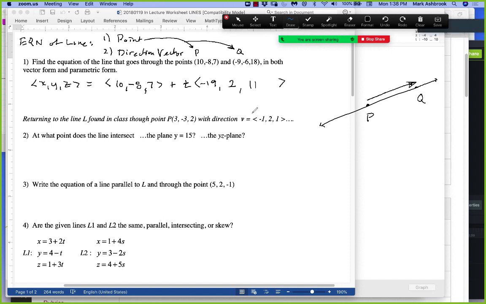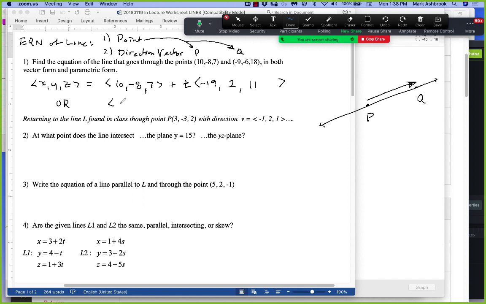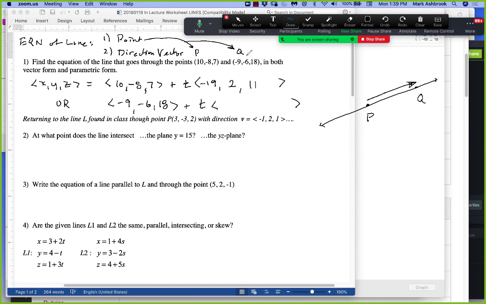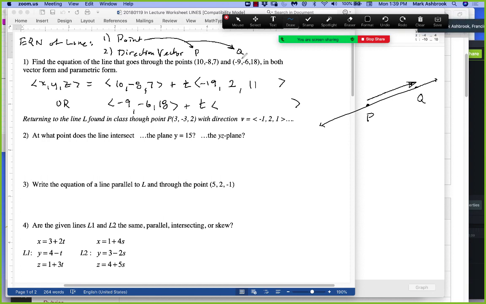Yes. All right, or I could have chosen the other point, which is another valid answer, -9, -6, 18, plus t times. Now what's the realm of possibilities for this direction vector? Any scalar multiple of this. So I could do QP, which would just be -1 times this. So QP would be fine. Or 100 times PQ, pi times PQ. Any scalar multiple of this vector is valid to be the direction vector of the line we want.